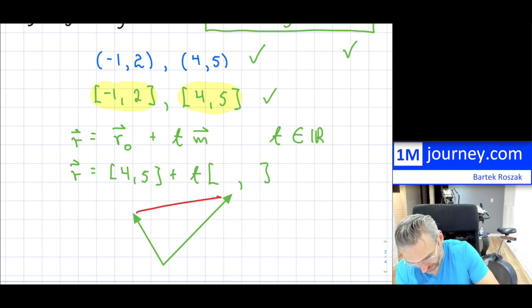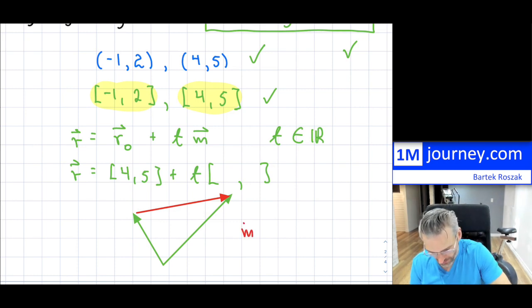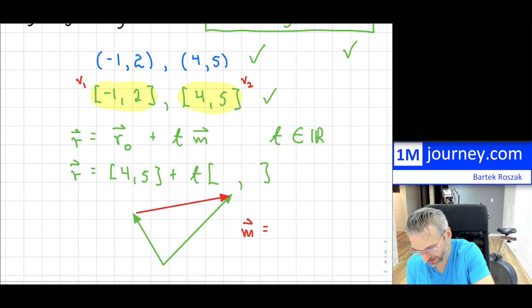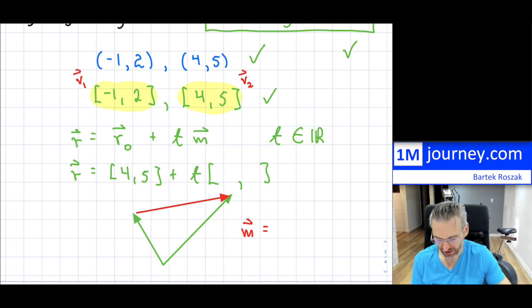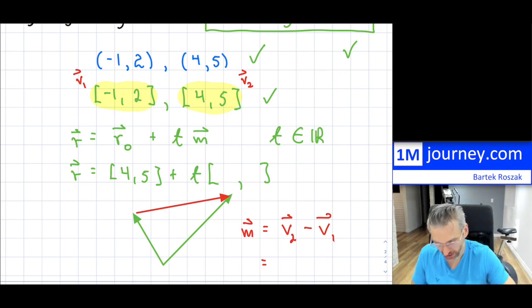If you want to find your parallel vector, don't forget that you can find that vector. This m vector is nothing else but simply, if I say that this is my vector 2, this is my vector 1, I can take these vectors and subtract them. So v2 minus v1 is going to give me the actual vector which is parallel to the line. Now I'm going to just calculate this, and you can do it visually for yourself, because this is exactly what's happening.